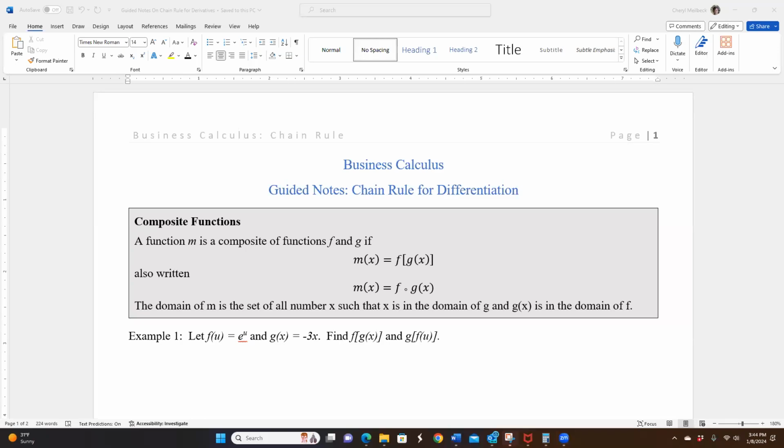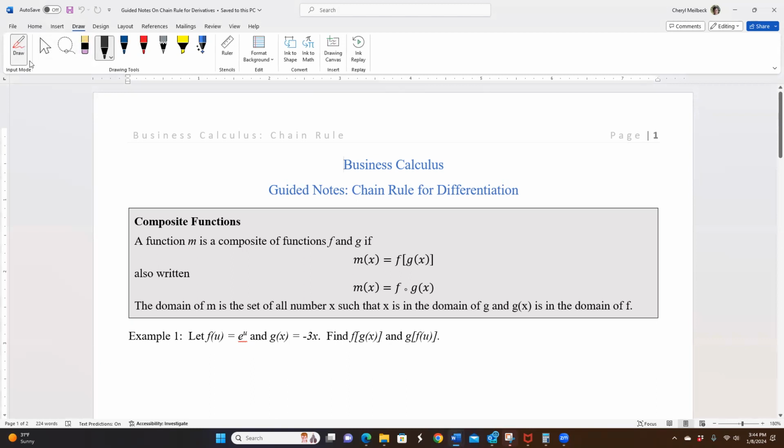In this video, we are going to look at the chain rule for differentiation. In order for us to remember how to use the chain rule, or to learn how to use the chain rule, we must remember composite functions.